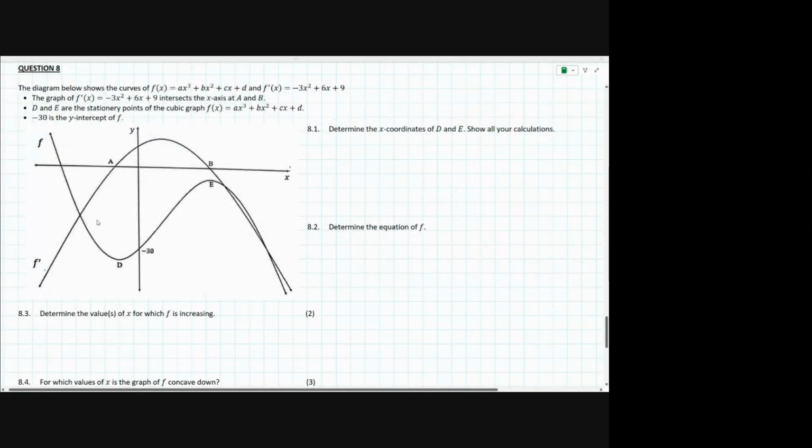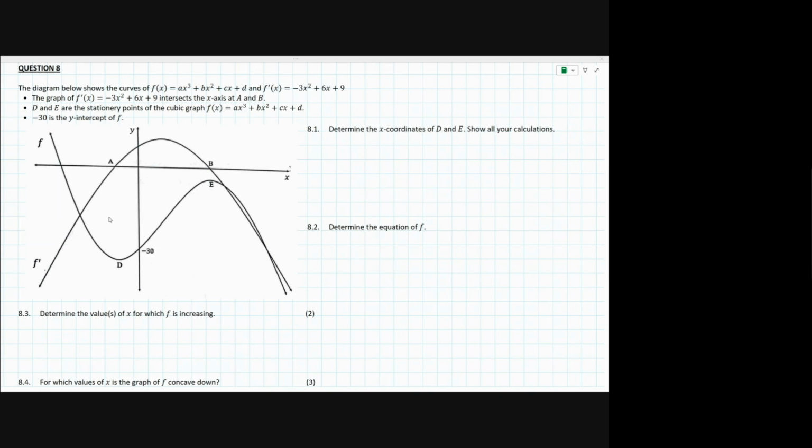So this was the cubic function question. The diagram below shows the curves of f of x equals ax cubed plus bx squared plus cx plus d, and f dash x, the derivative, equals -3x squared plus 6x plus 9. The graph of the derivative intersects the x-axis at A and B. D and E are the stationary points of the cubic graph, and negative 30 is the y-intercept of f.